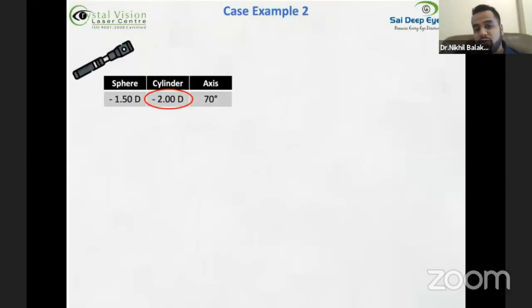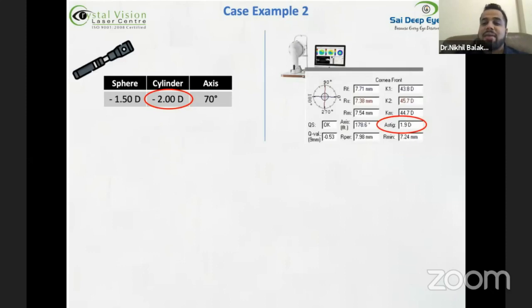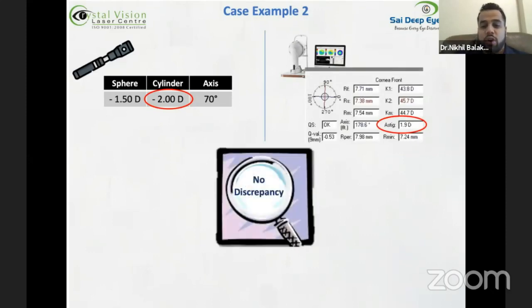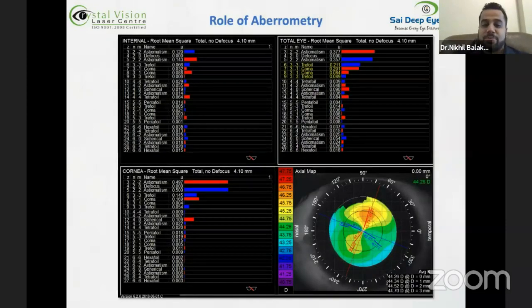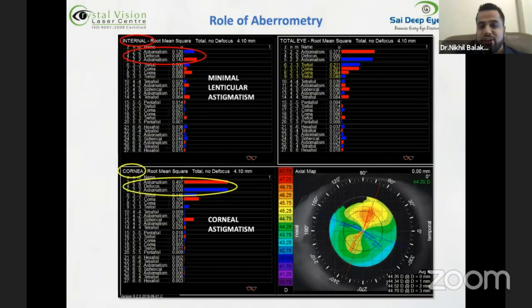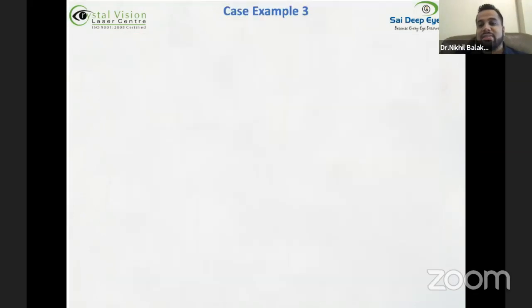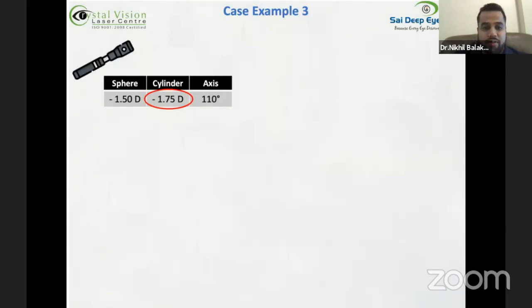Coming to case example 2, here a patient accepts a cylinder of -2 and has a high amount of astigmatism on the topography. Also, there's no discrepancy. Straightforward, a toric IOL can be implanted in this patient. The aberrometry of such a patient shows that the patient has only corneal aberrations with minimal lenticular aberrations, and hence the high astigmatism seen on the topographer.